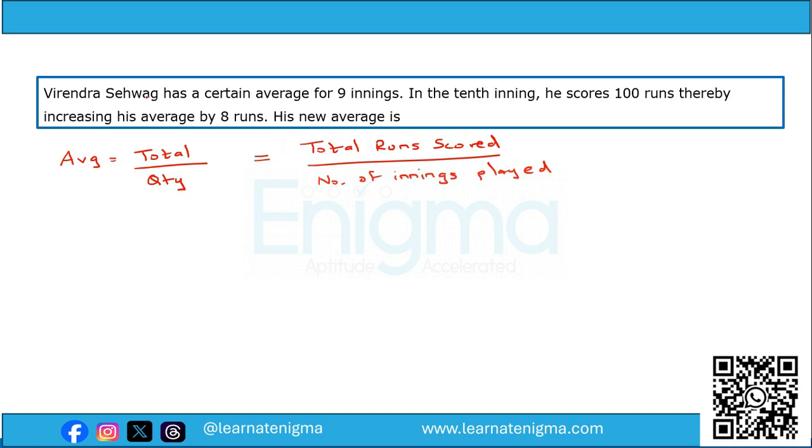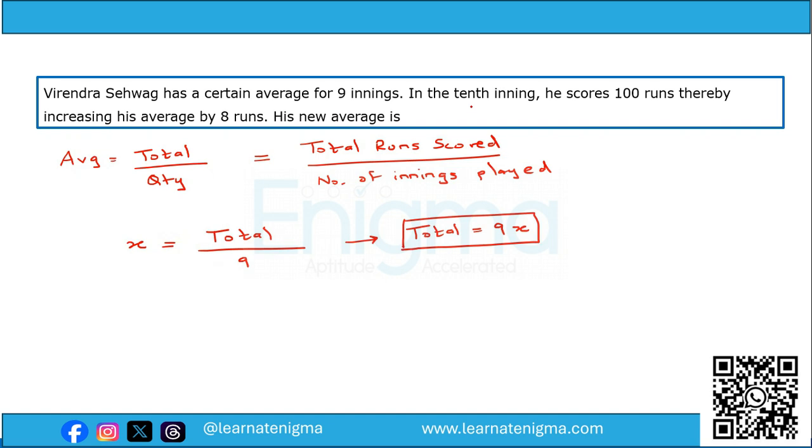So now we don't know the previous average for Virender Sehwag. Let's assume it to be x. Now the total runs scored by him, we don't know that as well, so let's assume it as total. And he has played 9 innings. So from this, we can say that he has scored a total of 9x runs in 9 innings.